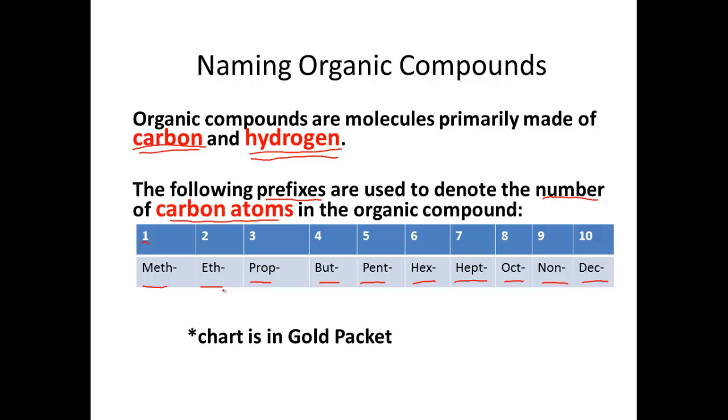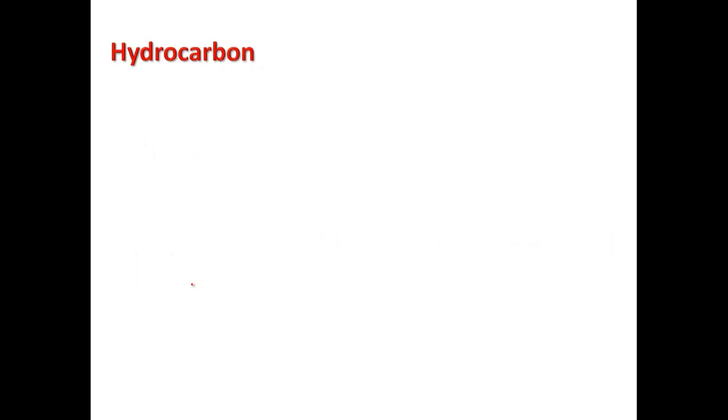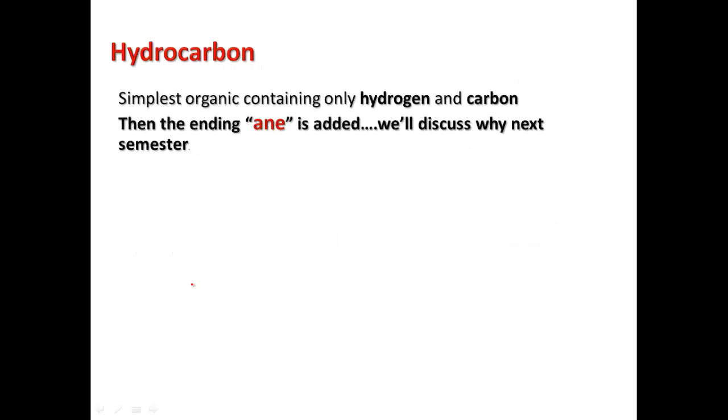So the prefix system is a little bit different. Don't worry, this one is also in your gold packet. You just need to know you're going to use this one anytime we're dealing with carbon. So if it's a carbon chain, it's how many carbons are in that chain using that chart. So just a little information.